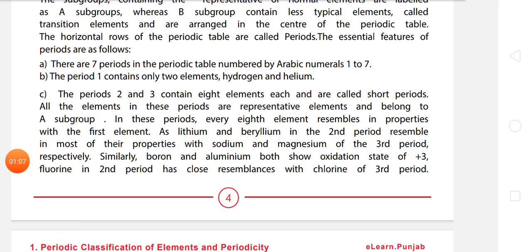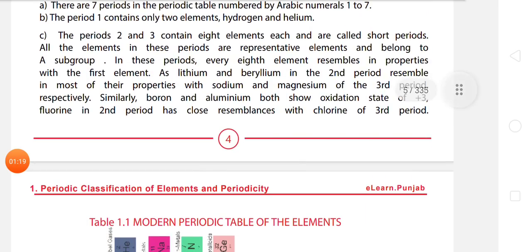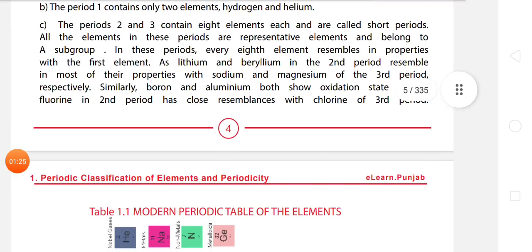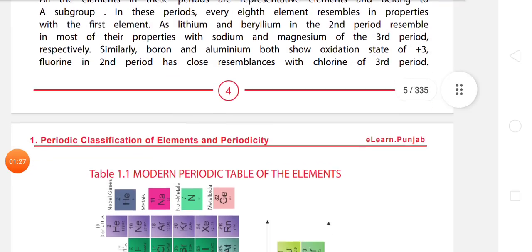In these periods, every 8th element resembles in property the first element, as lithium and beryllium in the second period resemble in most of their properties sodium and magnesium in the third period respectively. Similarly, boron and aluminium both show oxidation state of +3. Fluorine in the second period has close resemblance with chlorine of the third period.